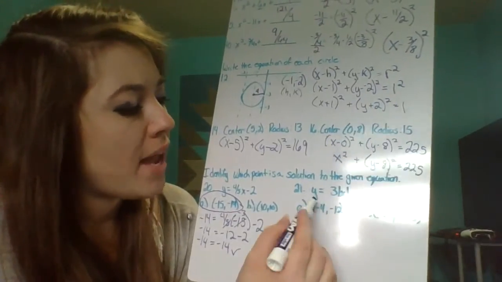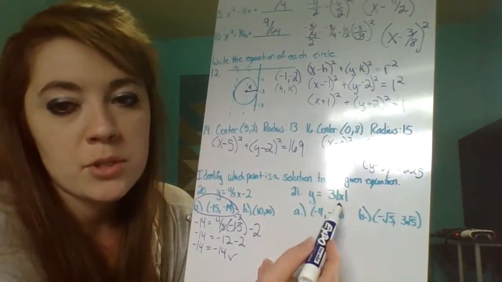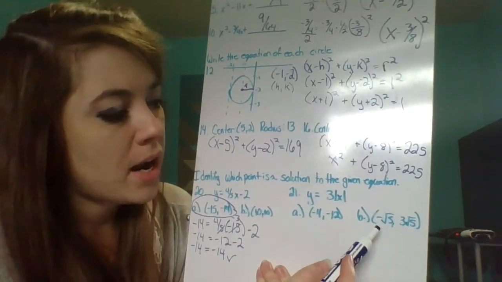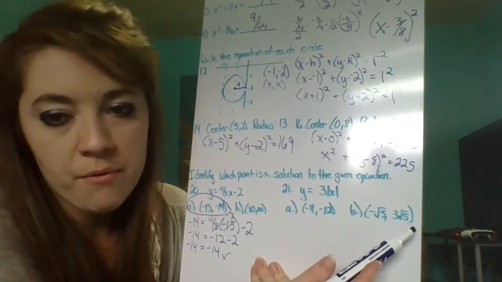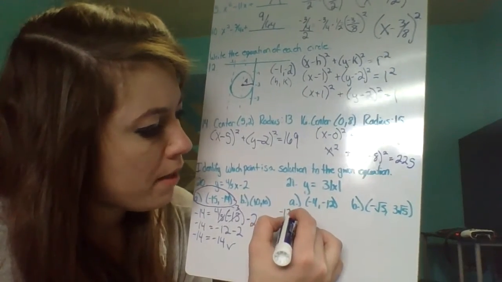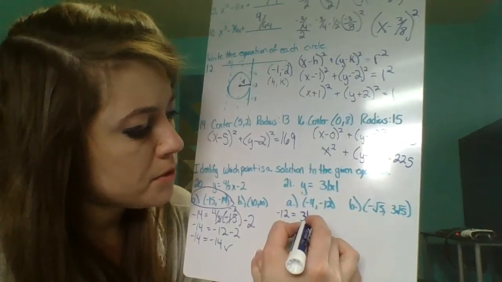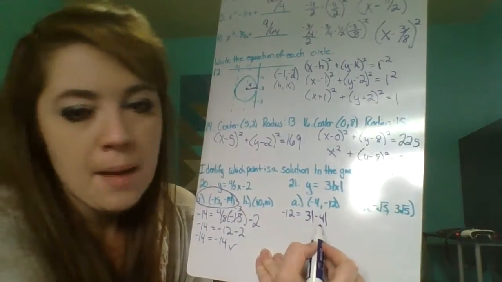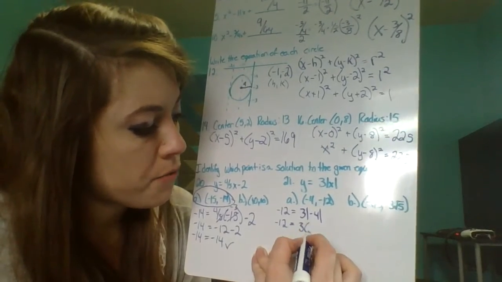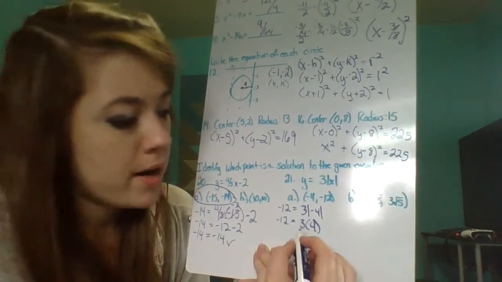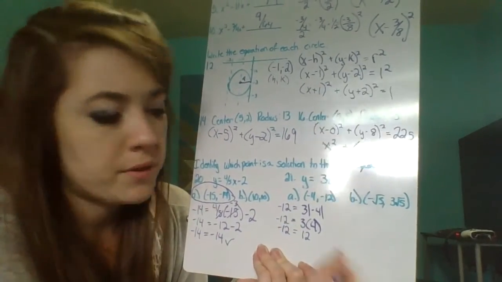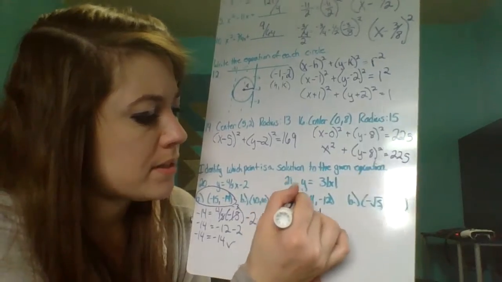All right. For 21, we have y equals 3 times the absolute value of x. We've got the point negative 4, negative 12, and we've got the point negative root 5 and 3 root 5. So we're going to start with A. So we have negative 12 equals 3, absolute value, negative 4. The absolute value of negative 4 is positive 4, so we have 3 times 4. 3 times 4 is 12. Does 12 equal negative 12? Nope, so it's not A.